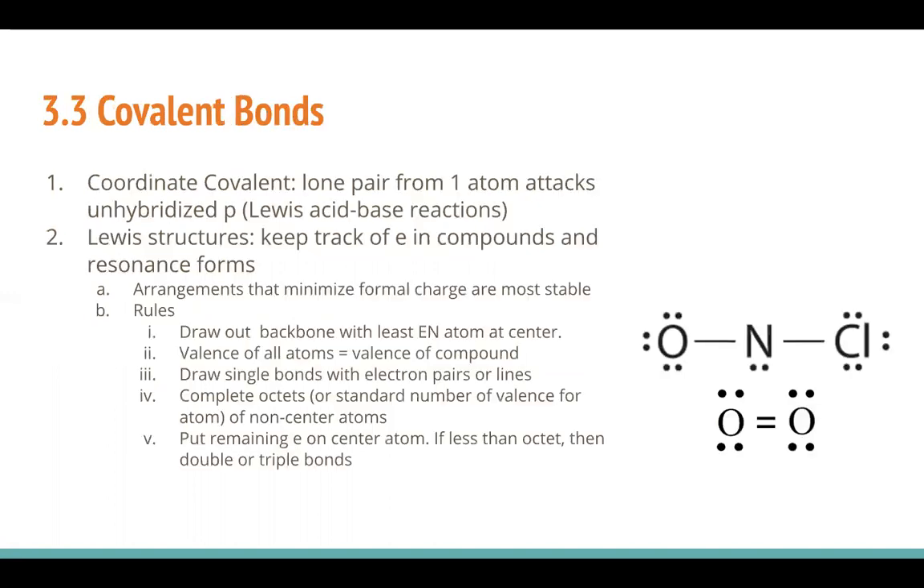So, more about covalent bonds. Not much about coordinate covalent bonds, but these are just acid-base reactions. A Lewis acid is an atom or compound that wants to accept a lone pair, and a Lewis base is an atom or compound that has a lone pair available. When that base attacks the acid, it creates a coordinate covalent bond.